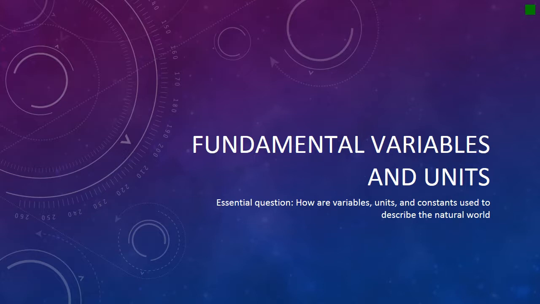It's entitled Fundamental Variables and Units, and the place to record your notes is on page 26 in your notebook. The essential question that we're trying to answer for this set of notes is how are variables, units, and constants used to describe the natural world? Go ahead and write down the essential question in the essential question box on page 26 along with the date.